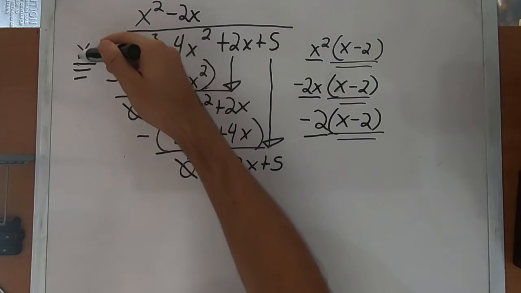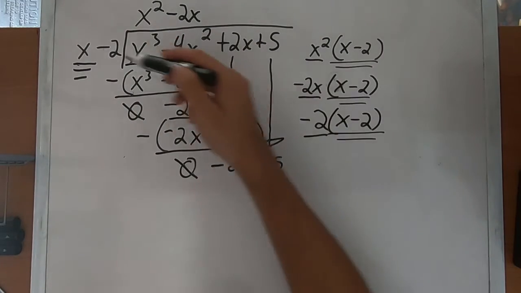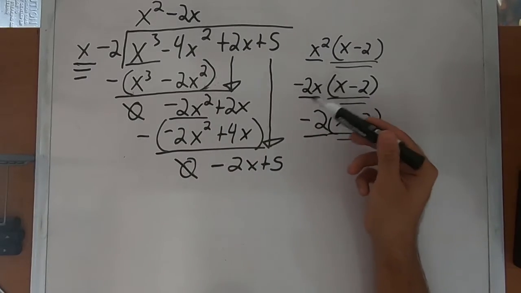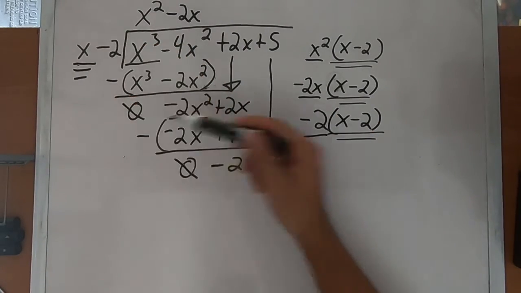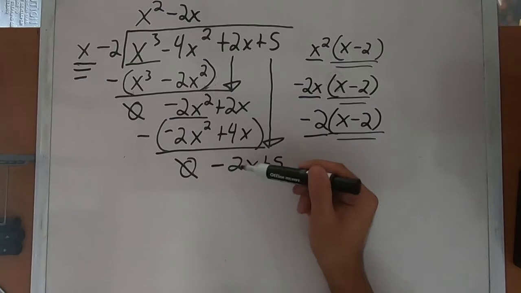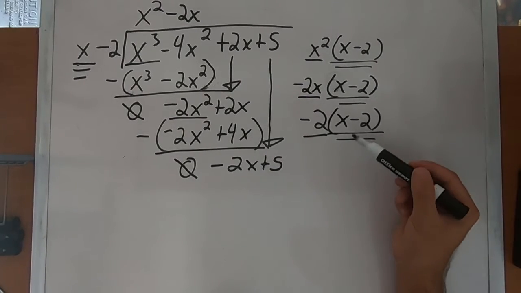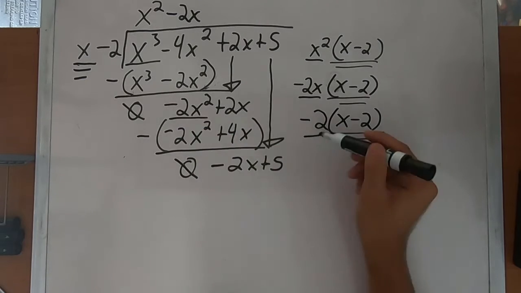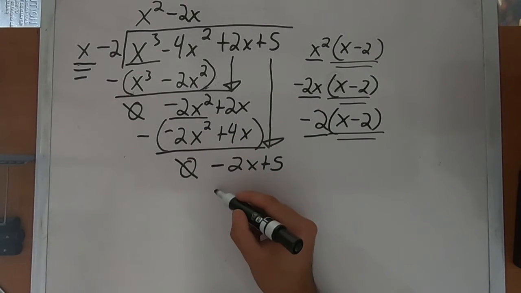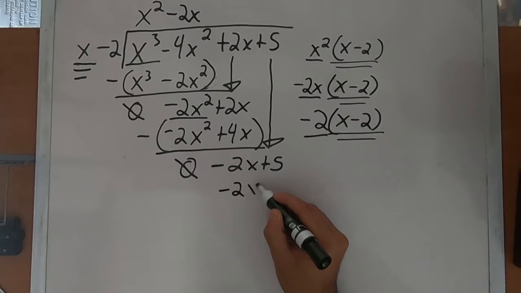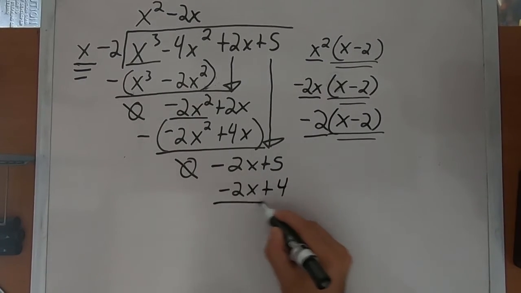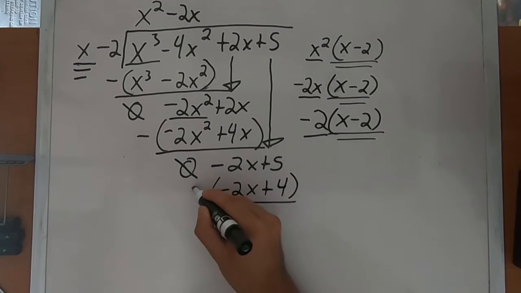So what would you multiply x by to get x cubed? x squared. What would you multiply x by to get negative 2x squared? Negative 2x. What would you multiply x by to get negative 2x? Negative 2. But here, you want to multiply it by the whole thing. So negative 2 is going to give you negative 2x plus 4. And we're subtracting the whole thing once again.